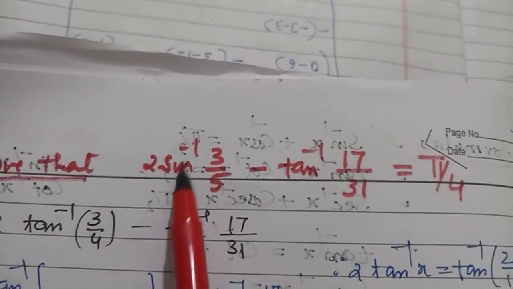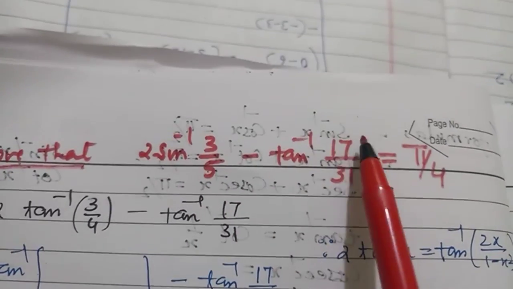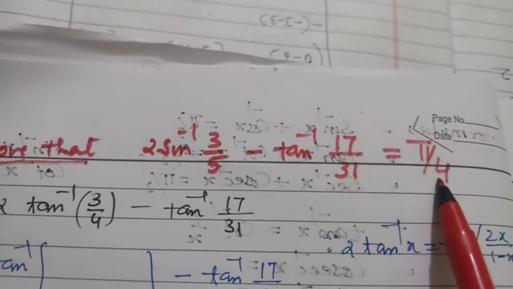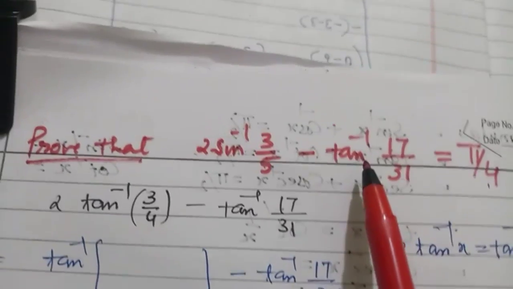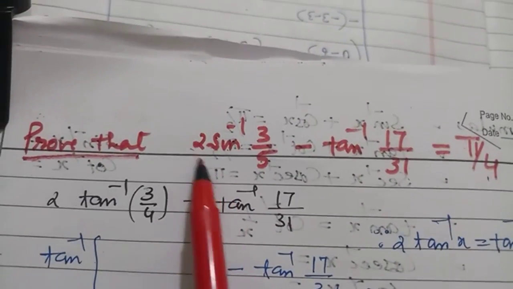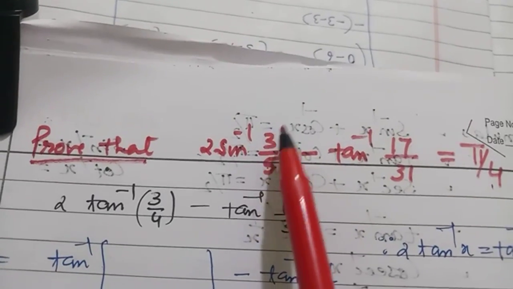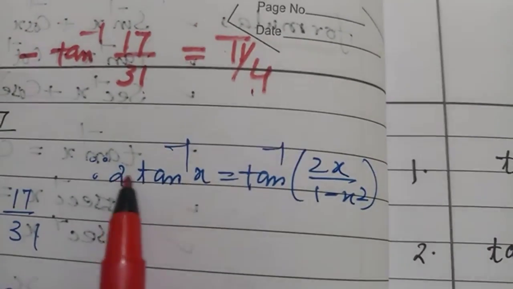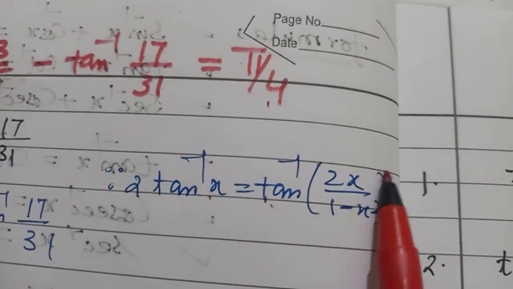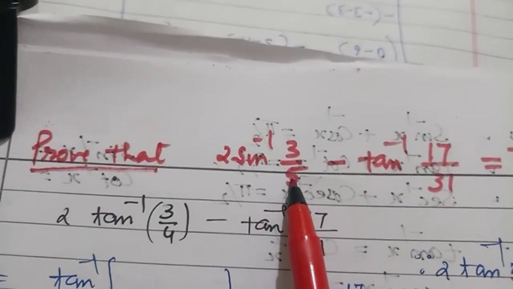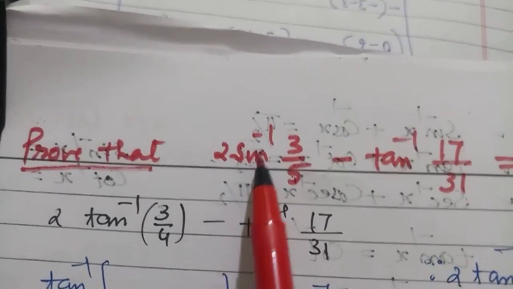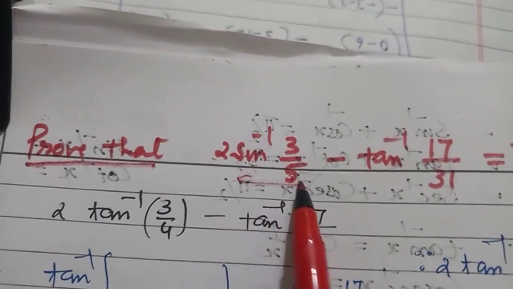It is 2 sine inverse 3 by 5 minus tan inverse 17 by 31 equals pi by 4. This tan inverse is okay, but this also has to be converted into tan inverse. We know the formula of 2 tan inverse x. What is the formula of 2 tan inverse x? 2 tan inverse x equals tan inverse 2x upon 1 minus x square. But what is written is sine inverse 3 by 5. We'll convert this sine inverse first into tan inverse.